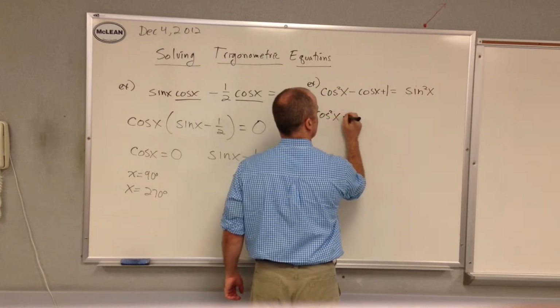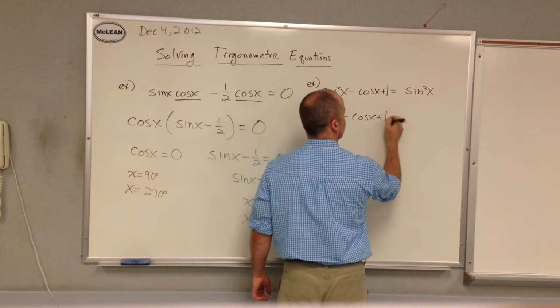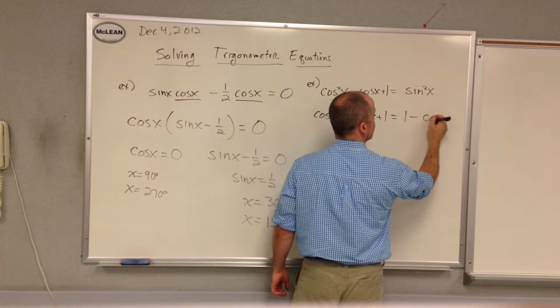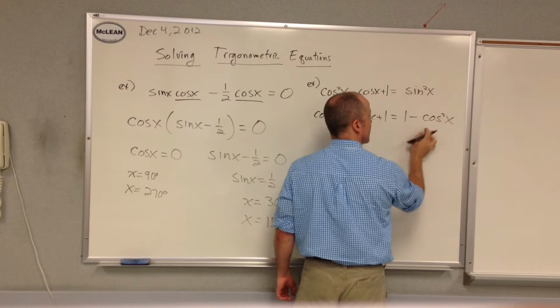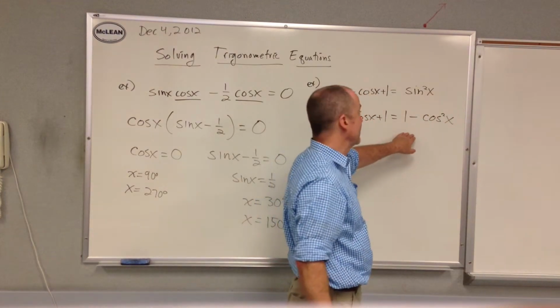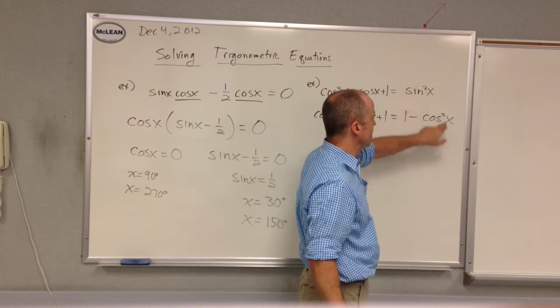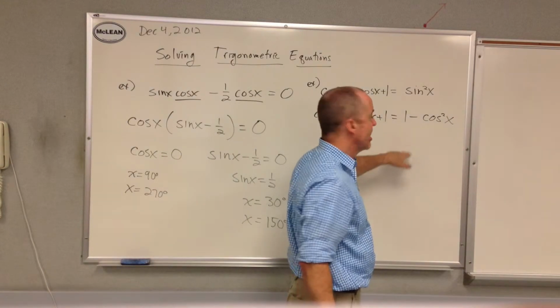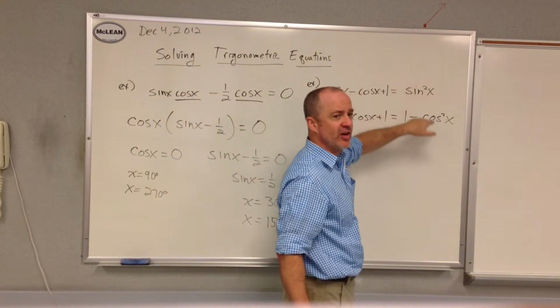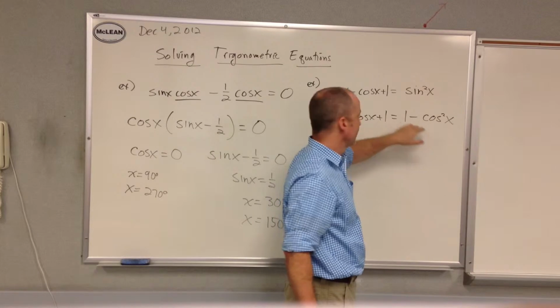So in cosine squared x minus cosine x plus 1, you can change the sine squared x to 1 minus cosine squared x by rearranging your Pythagorean identity that sine squared plus cosine squared equals 1. Why try and get rid of the sine squared and not the cosine squared? Because now they're all the same.